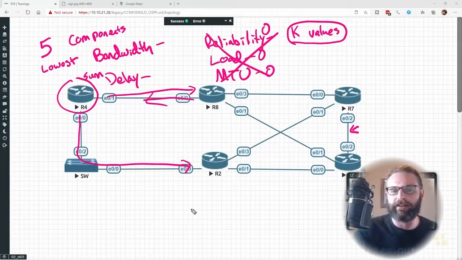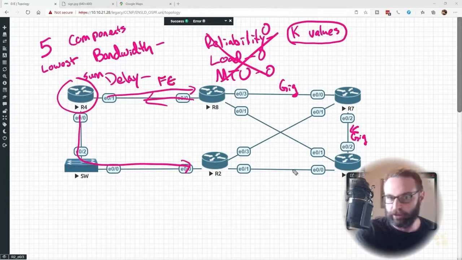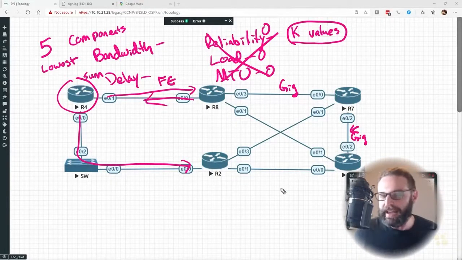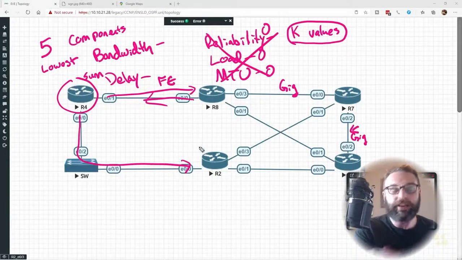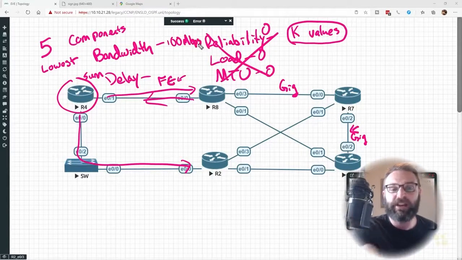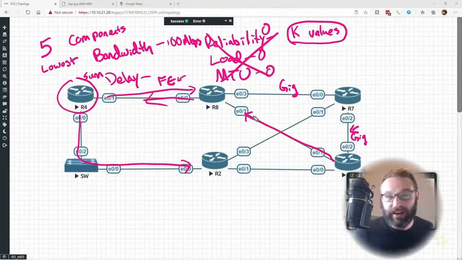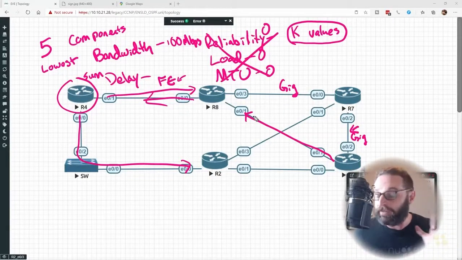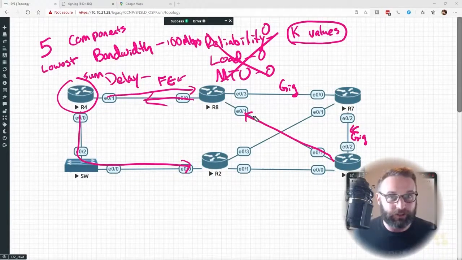Think about this theoretically for a moment. If this link is gig, and this link is gig, and this link is Fast Ethernet, 100 megs per second, what is the absolute fastest that this R4 could transmit this way? The fastest that it could possibly transmit it is the Fast Ethernet speed of 100 megabits per second. It's kind of like you're only as strong as your weakest link. That's why in the calculation, these routers have to tell each other what is the lowest bandwidth that I've seen on my way to get to this particular link.